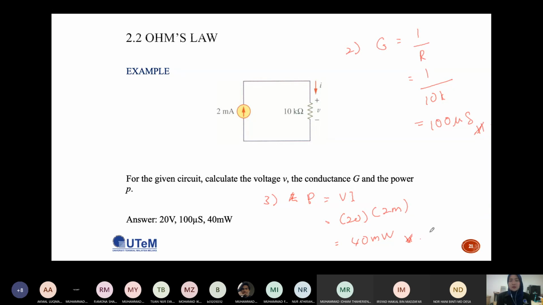Okay, so very simple calculation. But you need to make sure that you remember the formula for the power, for the Ohm's law. That is a very basic formula.